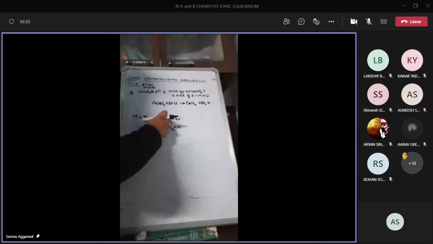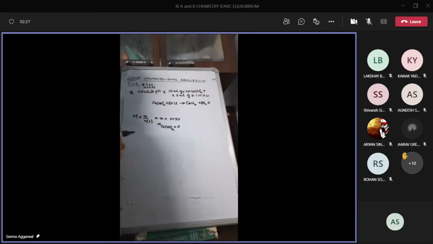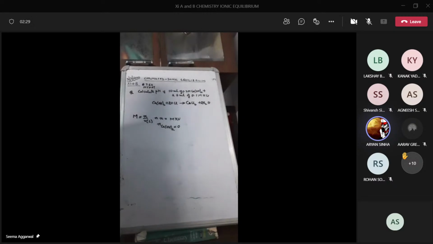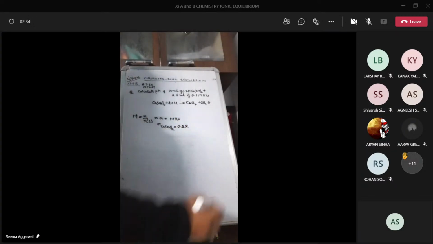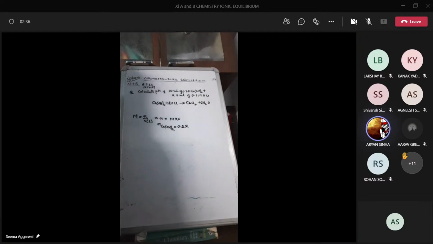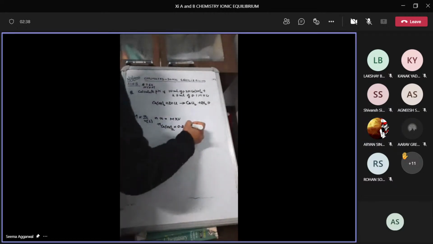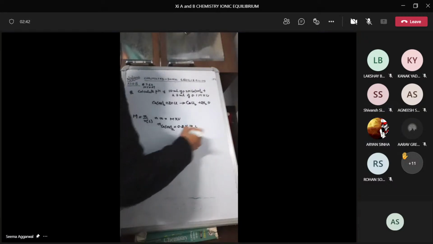What is the molarity of calcium hydroxide? It is given here in the question. 0.2. What is the volume in liters? It is 10 ml. Yes, ma'am. So 10 divided by 10,000. Okay, so what is it?